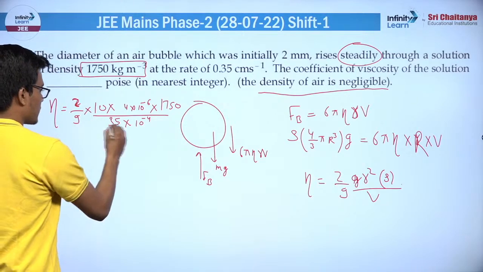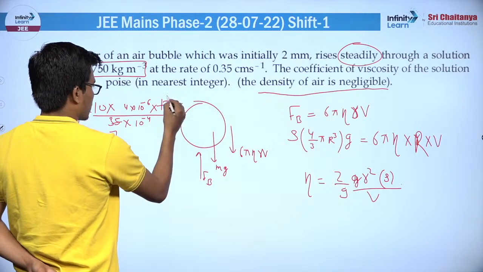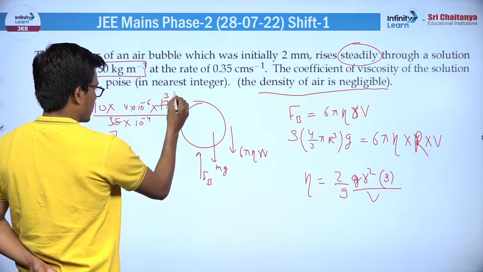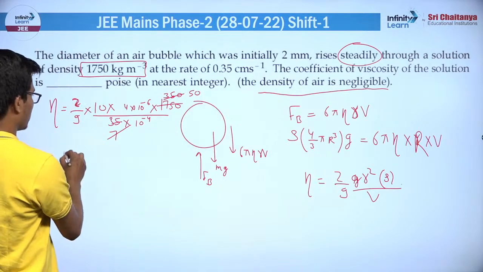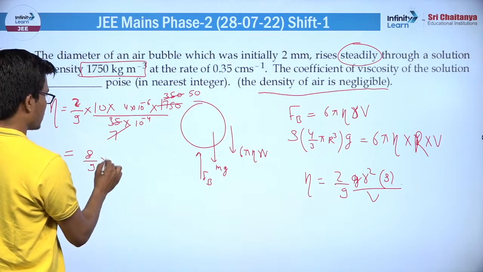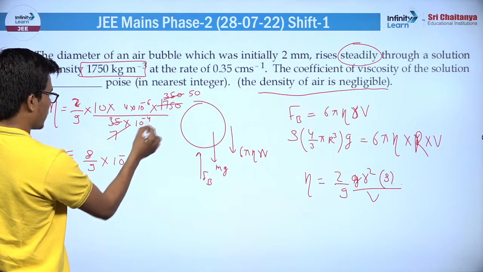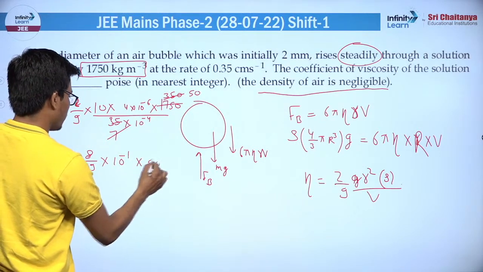So if anything is cancelling, let us say that we have to calculate, it is 50 times, okay. So it is something like 8 by 9 into 10 to the power minus 5 minus 4 minus 1 into 50.